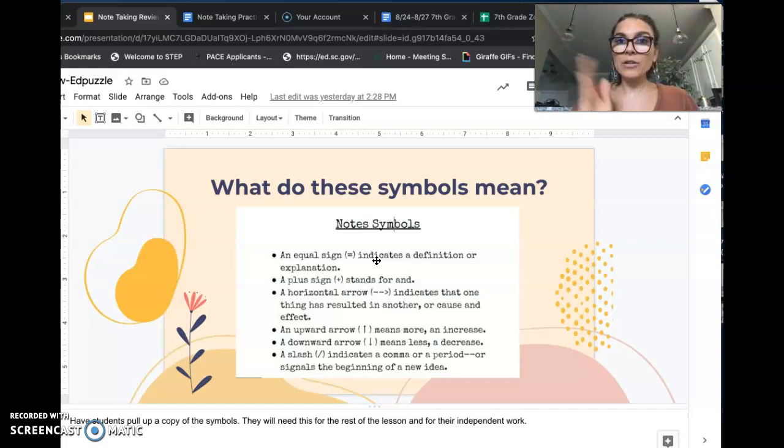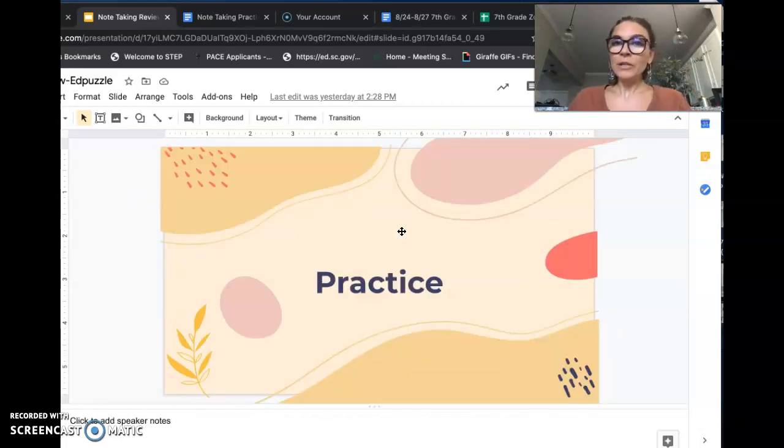And then the slash, that's going to mean that it's either a comma, a period, or it signals the beginning of a new idea. And we'll keep using these symbols throughout the year, so you'll get used to them. Remember, you can also access this note symbol PDF in your Google ELA classroom. Okay. So let's practice a little bit. So I'm going to do one first as an example for you, and then I'm going to ask you some questions for the next couple of them.